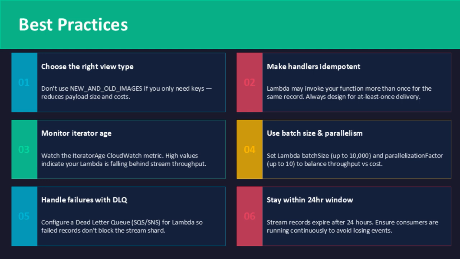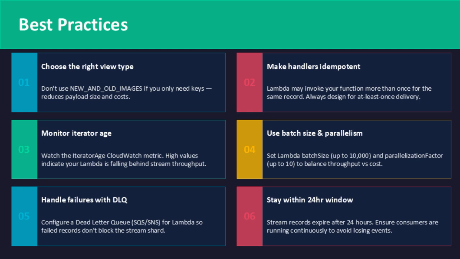Before you ship this to production, let me share 6 best practices that will save you pain later. 1. Choose the right view type. Don't default to new and old images if you need only keys. Every byte in the stream costs money and bandwidth. 2. Make your handlers idempotent. Lambda carries at-least-once delivery, which means the same record could arrive twice. Always design your logic to handle duplicates gracefully. Use an idempotency key or a conditional write.